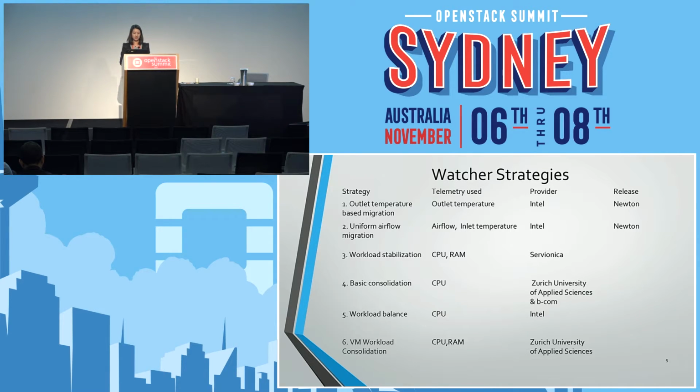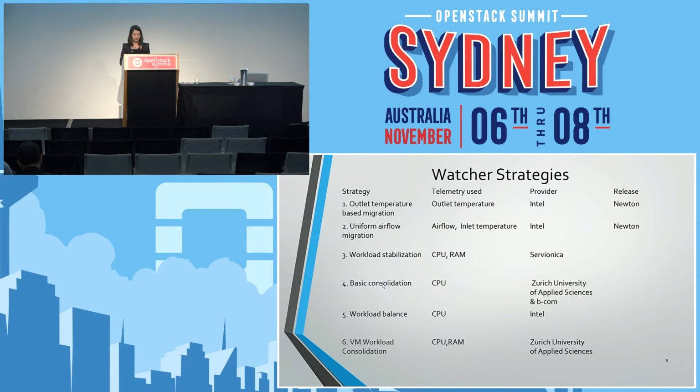And the number 4, 5, 6 strategies are about VM workload. For the workload balance strategy, it makes a decision to migrate workloads to make the total VM workloads of each hypervisor balanced when the total VM workload of a hypervisor reaches a relatively high threshold.